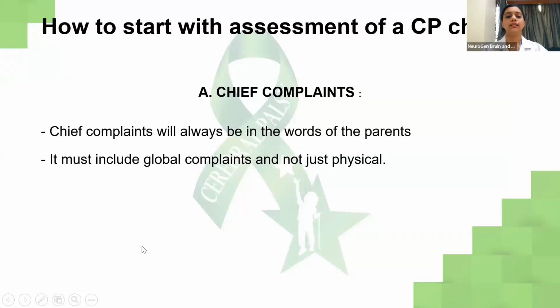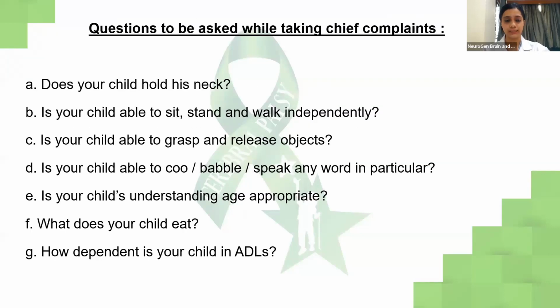Now, let's understand how to start an assessment of a child with CP. The first thing we always want to know about the assessment part is the chief complaint. The chief complaint has to always be in the words of the parents, and it should always include global complaints and not just physical complaints.